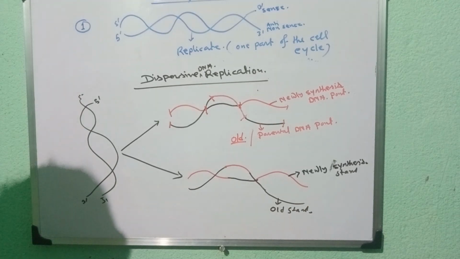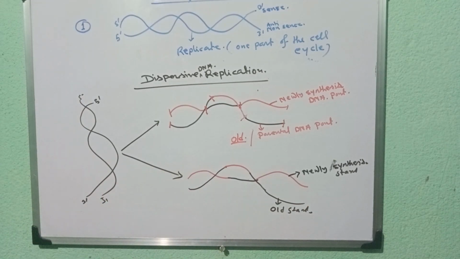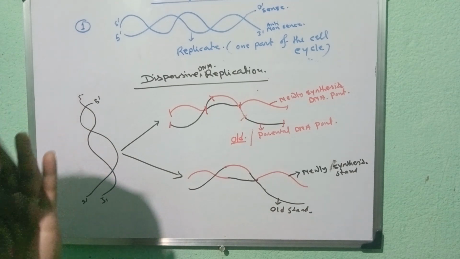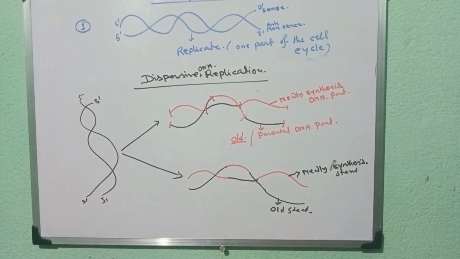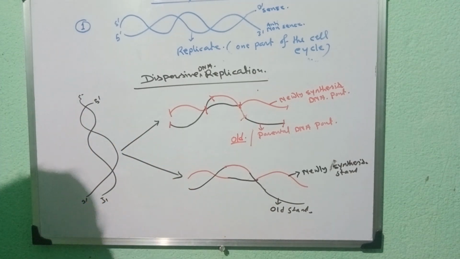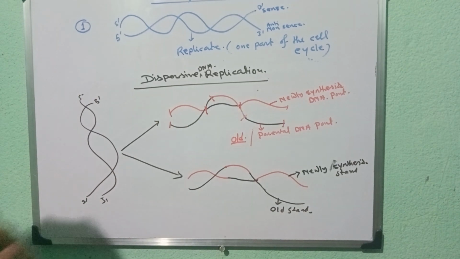Okay. In my next slide, we are discussing the Meselson-Stahl lab test, which proves that DNA replication is semi-conservative replication.